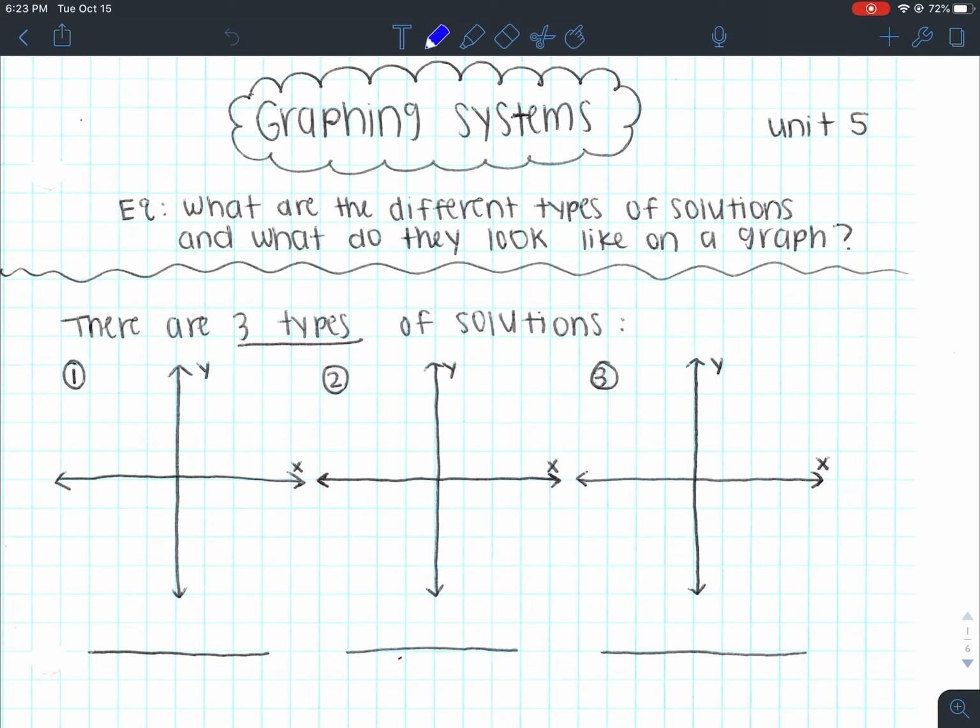All right, so previously we learned how to set up systems, which is where we're given a word problem and a situation and we're asked to set up equations or a system. So again, like I mentioned, systems are more than one equation. So if we have two equations, we call that a system of equations.